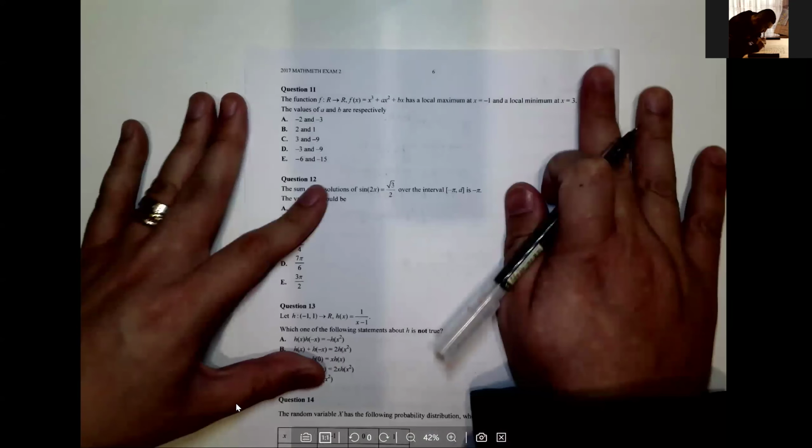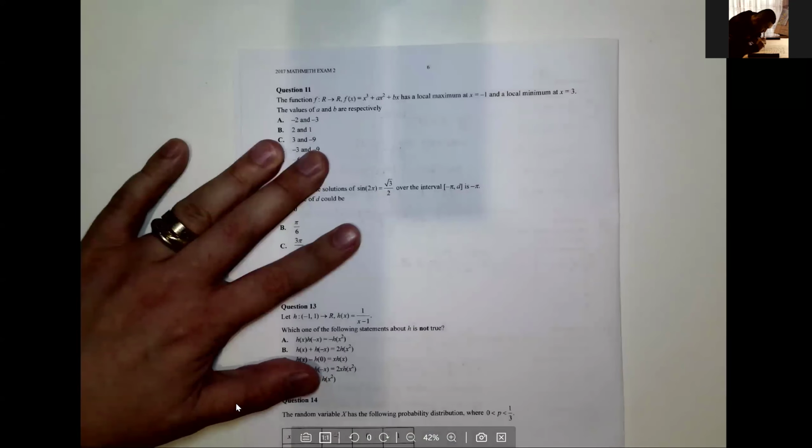Question 11 gives me two conditions, a local maximum at x equals -1 and a local minimum at x equals 3. We would like to find the unknown values in this cubic function. So the conditions we use are f dash of -1 equals 0 and f dash of 3 equals 0.